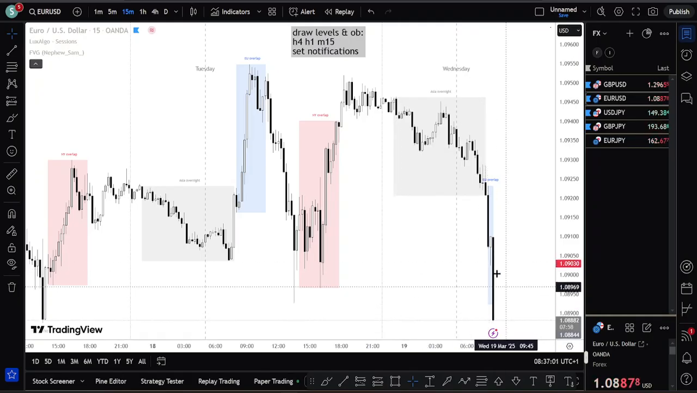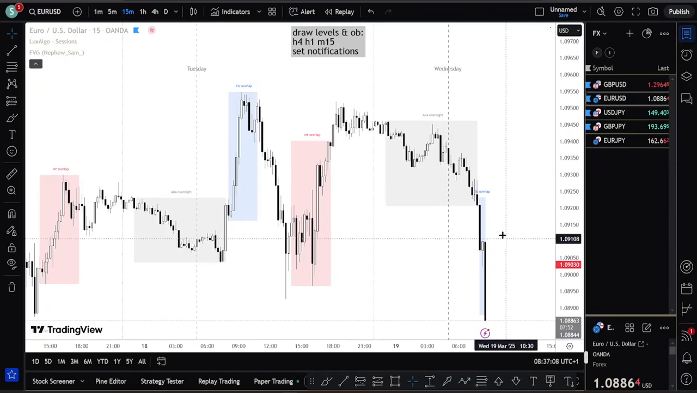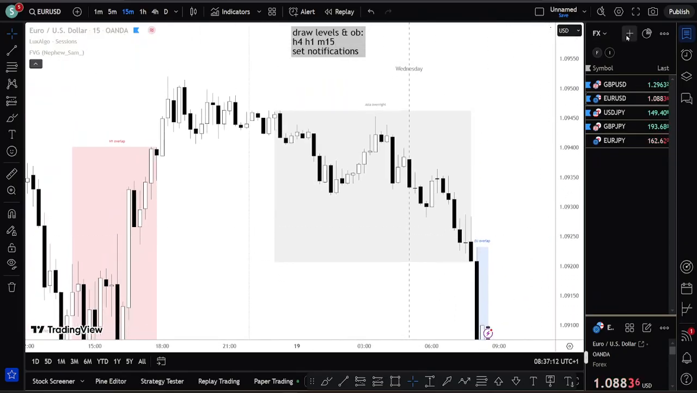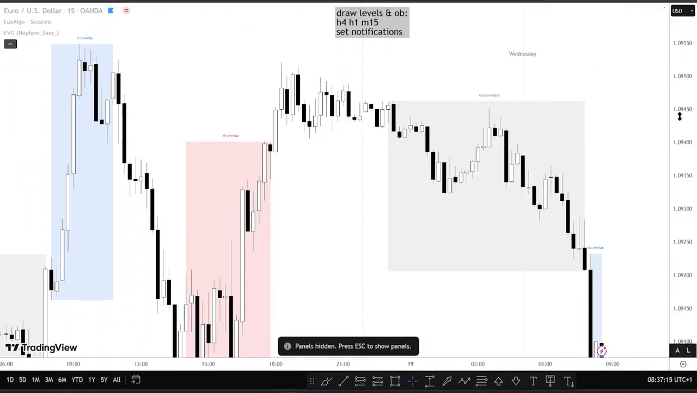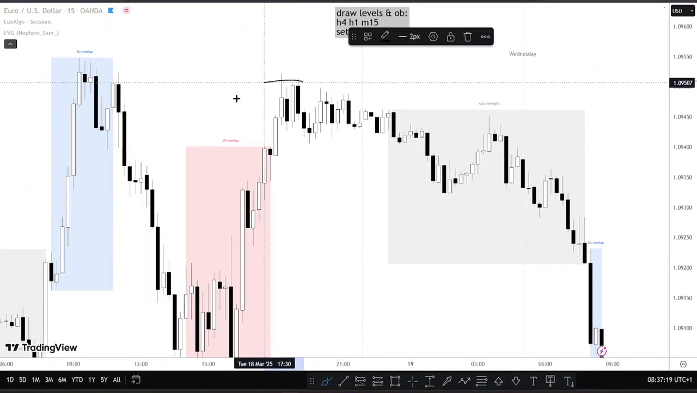Currently, something's going on over here. I don't care about that. So first of all, I would like to point out something. Here, look at how price moves. Let's make it bigger. As you see here, price was here for whatever reason.